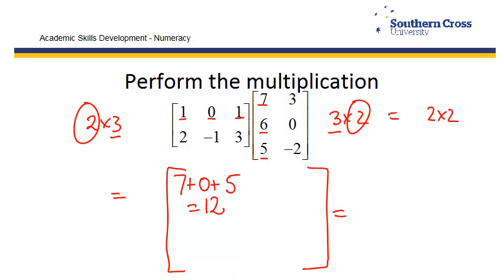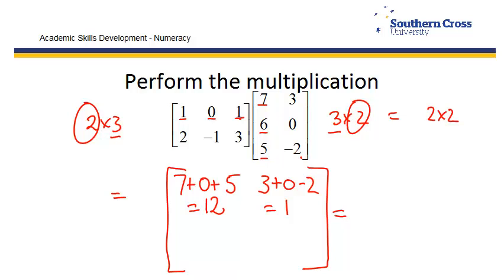To produce the number that goes on the first row in the second column, we need to multiply the first row from the first matrix by the second column in the second matrix. So it will be 1 times 3, which is 3, plus 0 times 0, which is 0, plus 1 times negative 2, which is negative 2, or we'll write it as subtract 2. Then 3 take away 2 is 1. So that is a 1 in that position.